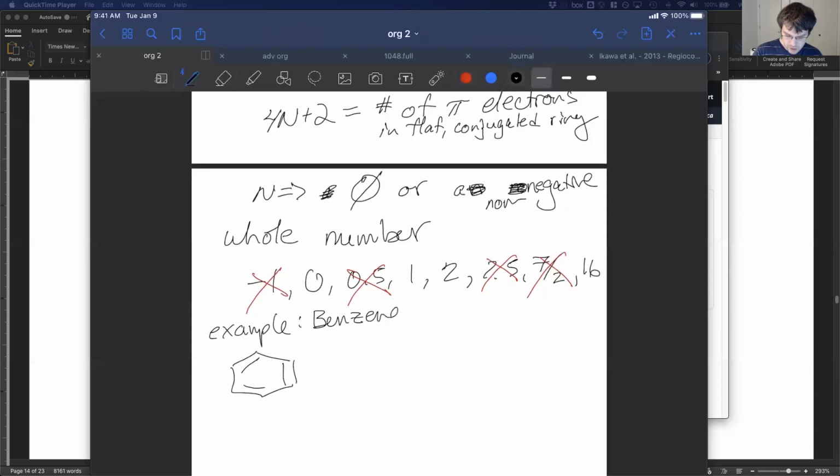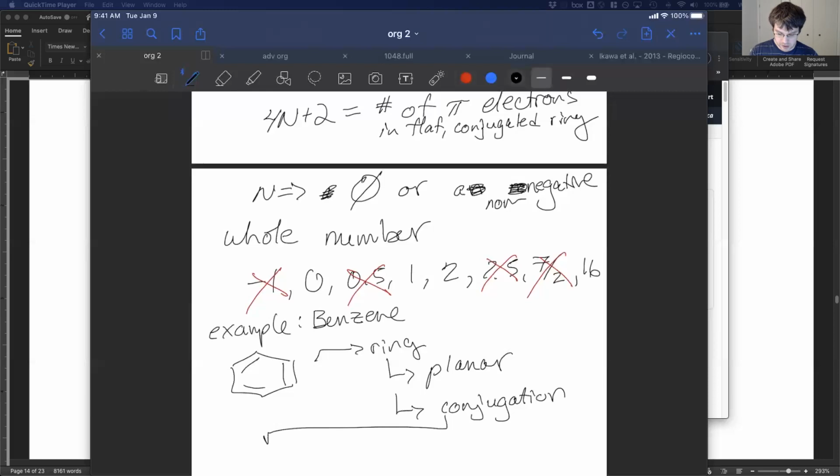Can we show that with these rules? Well, let's first of all recognize that indeed there's a ring present. Now within the ring, we have a planar structure, and within the ring as a planar structure, we have conjugation. Now, within this planar conjugated ring, we could ask ourselves, 4n plus 2, i.e. Huckel's rule, is that satisfied?